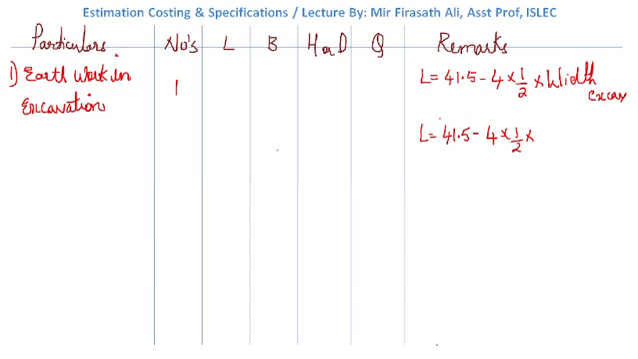Here I will convert 80 centimeter into meters, so it becomes 0.8 meters. If we solve this, the value is 39.9 meters. If we solve 41.5 minus 4 into 1 by 2 into 0.8, we get 39.9 meters. Breadth we already know, that is 0.8 meters.